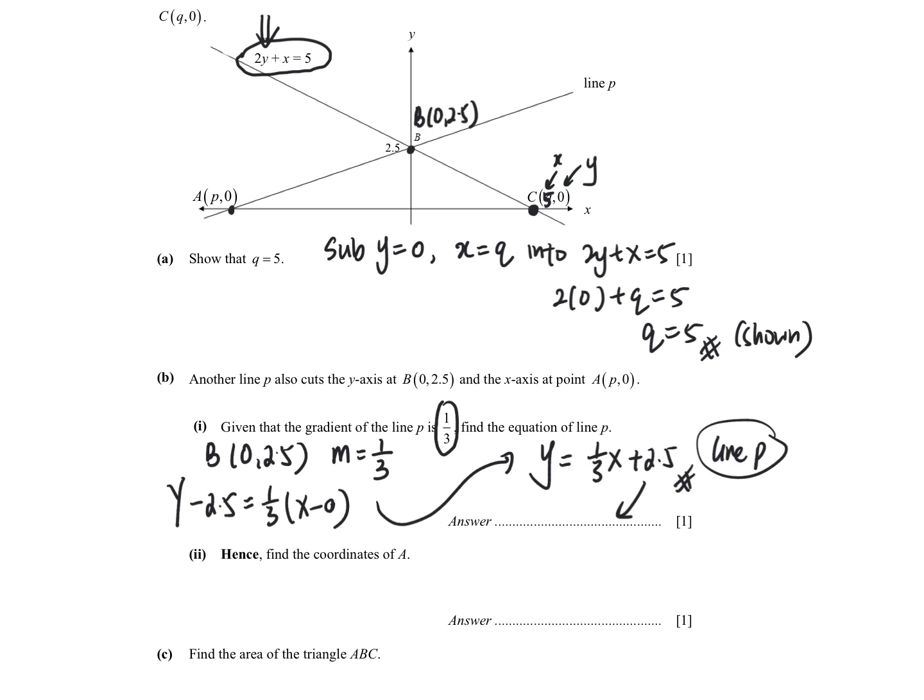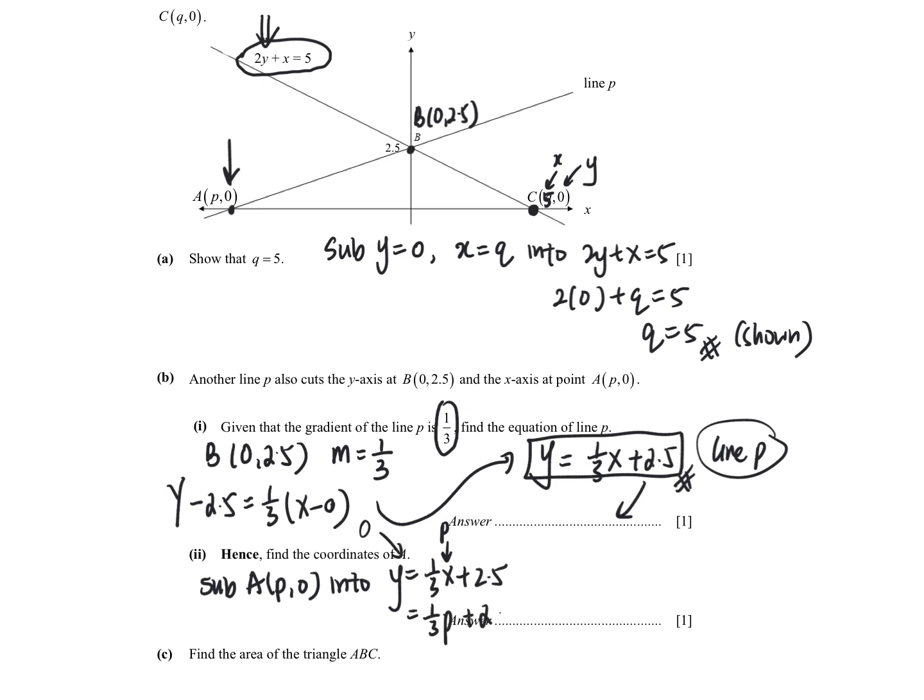Hence, find the coordinates of A. So A lies on this line, so it means you can sub A into this equation that you just found. Okay, so I'm going to put my P into X and my Y as 0. So 1/3 P is minus 2.5, and then P is minus 7.5. So coordinate A is just minus 7.5, 0. So go and write here minus 7.5.